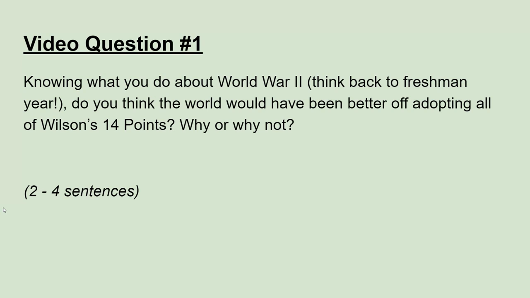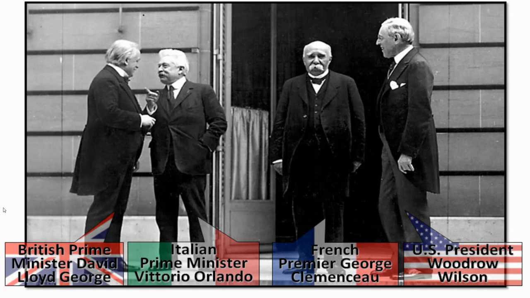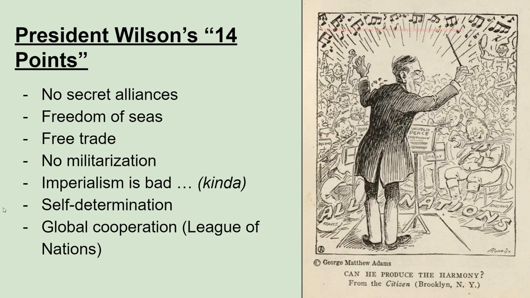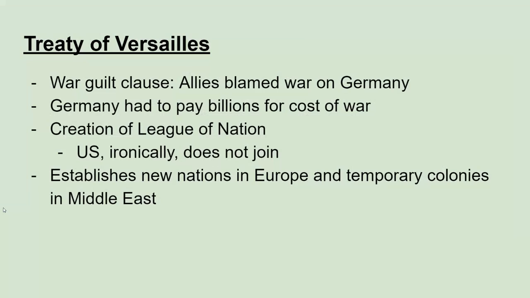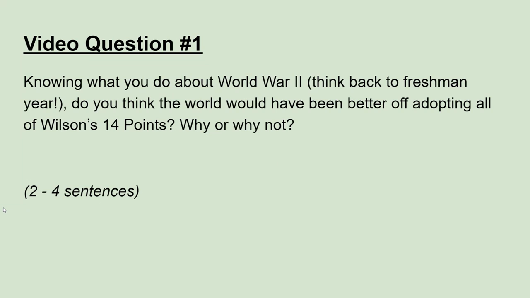I asked you in the homework which of the 14 points would have been most effective in preventing future war. But in thinking about Wilson's 14 points, the elimination of secret alliances, the free trade proposal, and the lack of militarization, do you think those things would have prevented World War II? Or do you think maybe World War II was inevitable? Do you think his policies or his beliefs were effective, or at least good ideas, is really what I'm asking? Or would the world have been a better place if we just actually listened to Wilson?